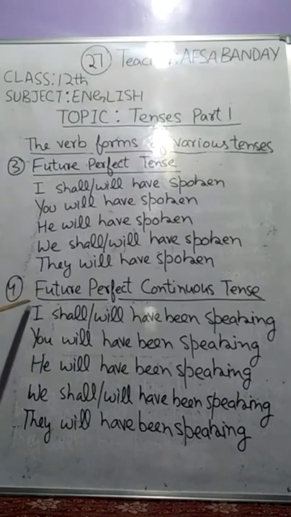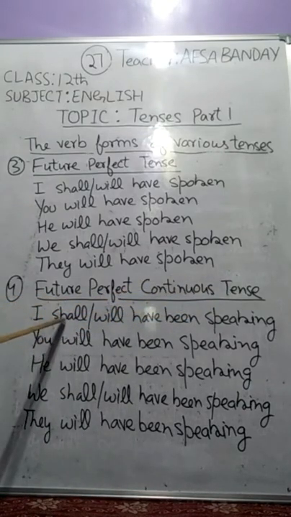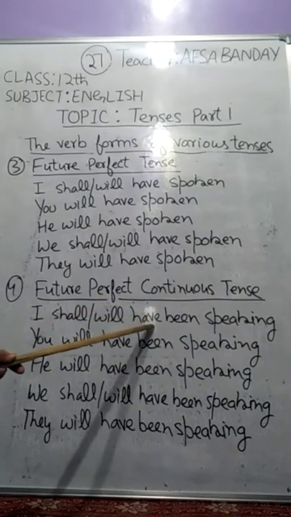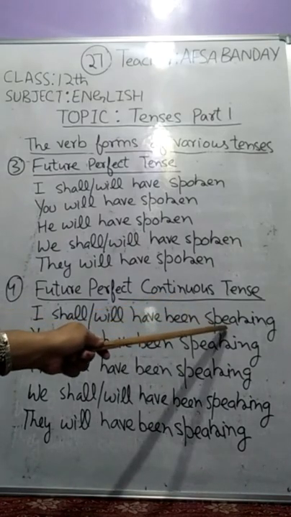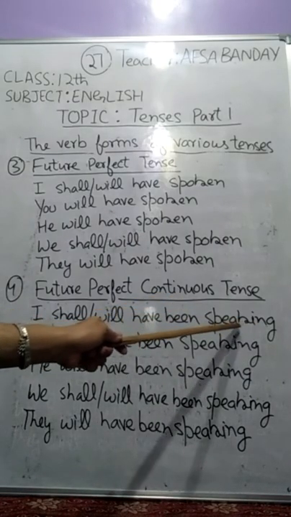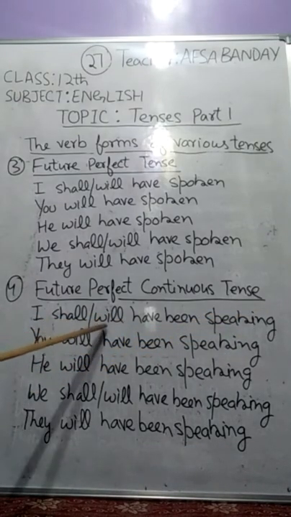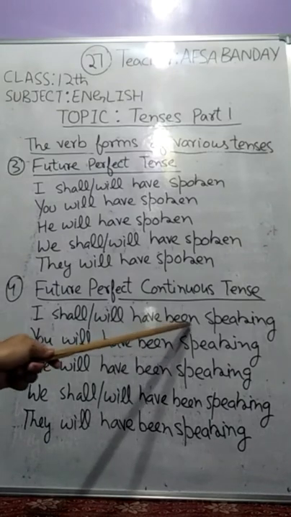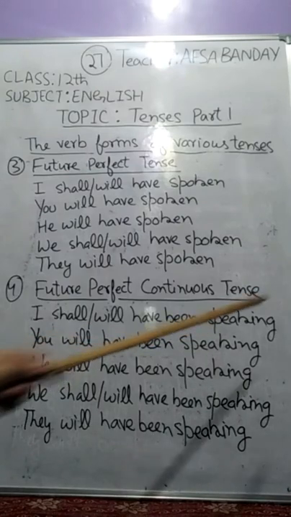Now, the last type, that is the future perfect continuous tense. It's future indicated by shall or will, perfect tense indicated by this helping verb have, and continuous indicated by present participle form, that is verb ing form. So we say I shall or will have been. After have we use the third form of the verb, and after been we use the ing form of the verb. So I shall have been speaking.